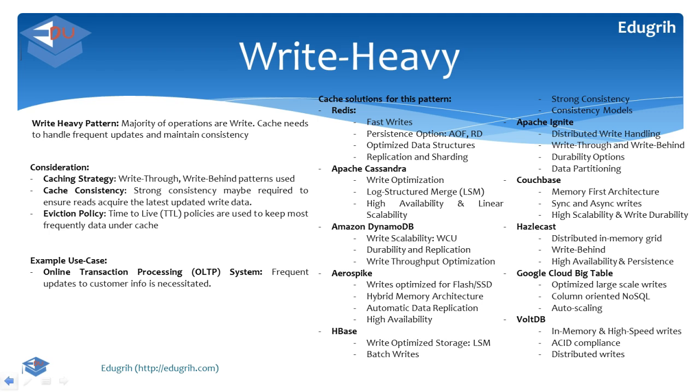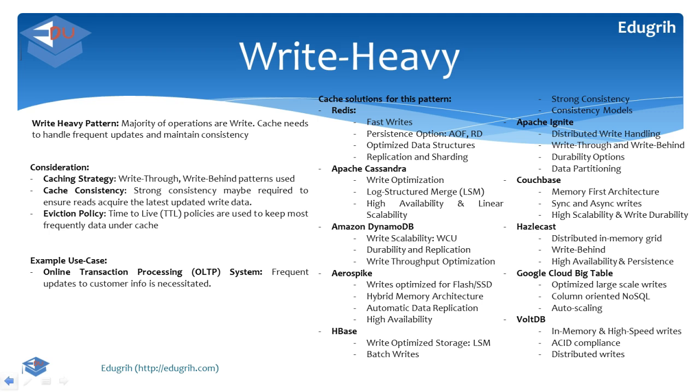Apache Ignite, distributed write handling it supports. Write through and write behind are the two features which it supports, again needed for this particular pattern. Durability options, in the sense the data can be persisted, and data partitioning, so sorting and partitioning of the data is inherently seamlessly taken care by Apache Ignite.